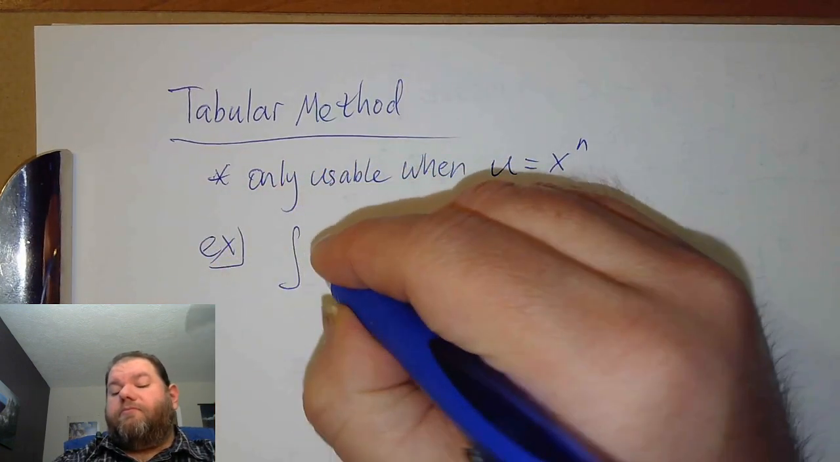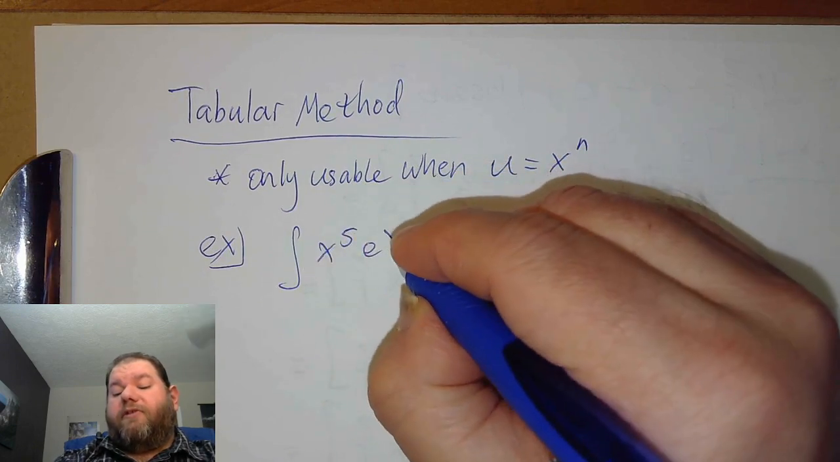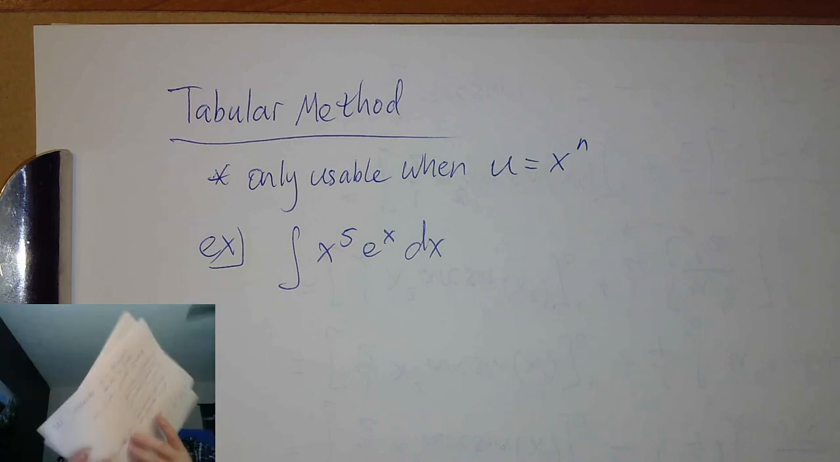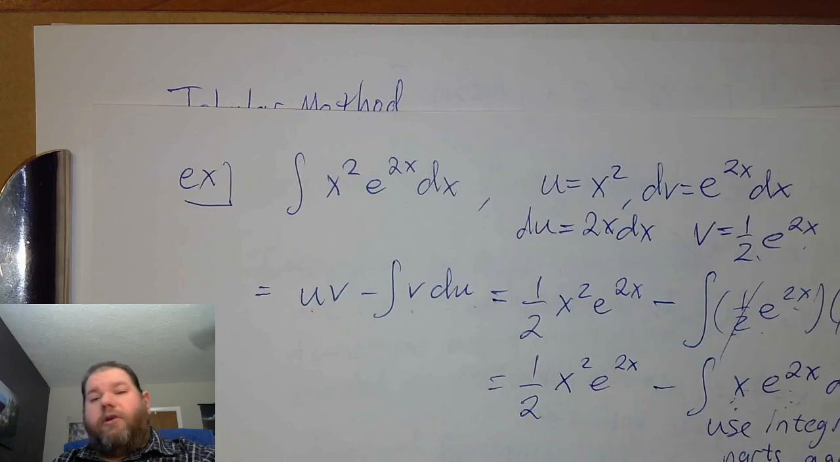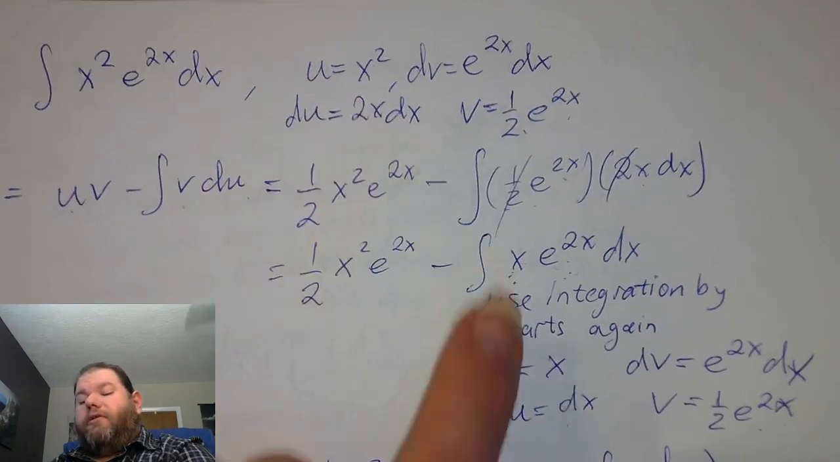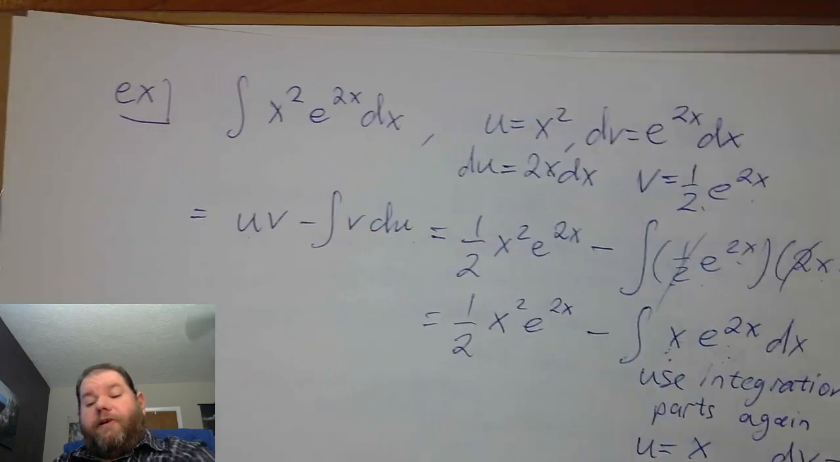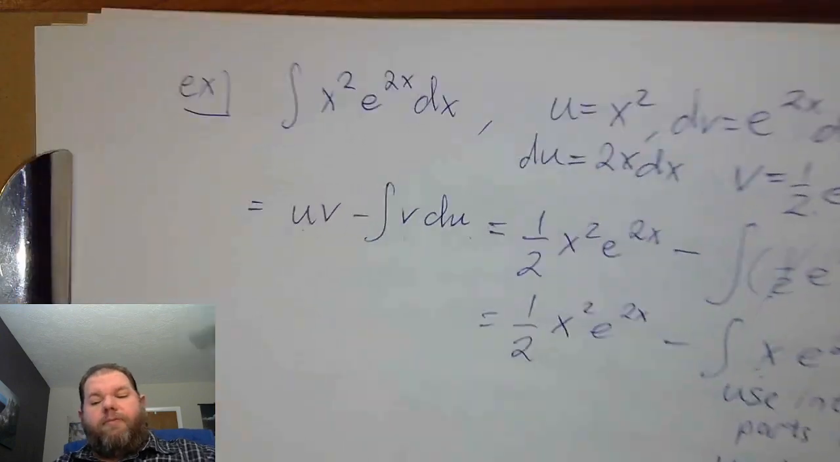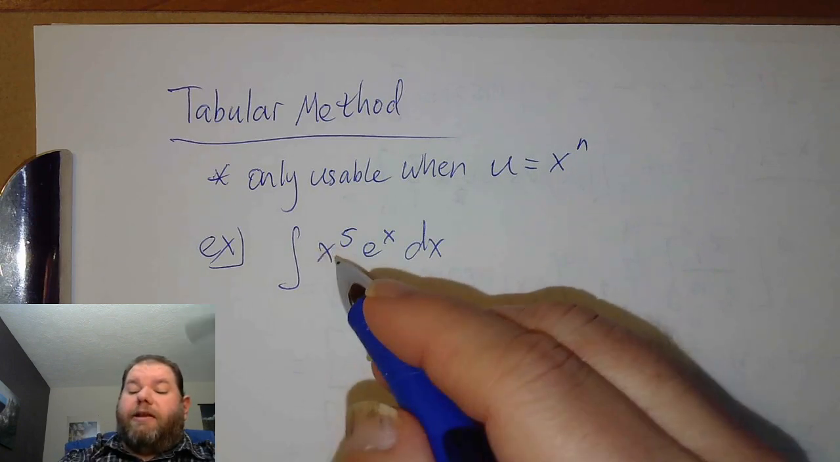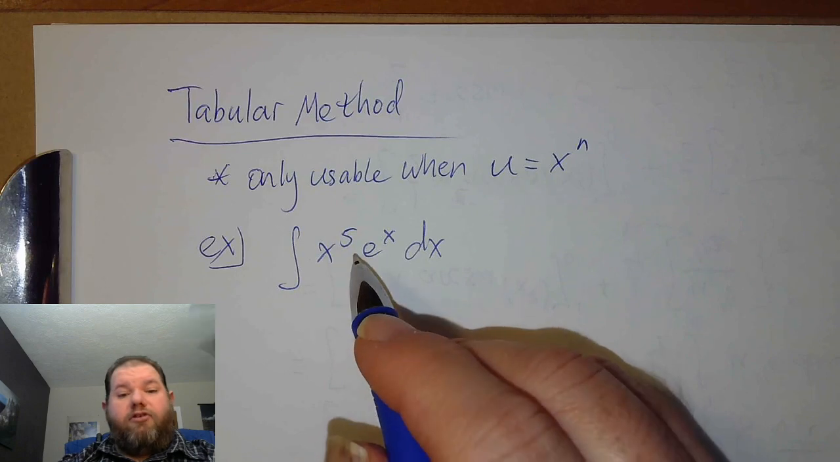For example, that may be a little extreme, but let's go with it. The integral of x to the fifth times e to the x dx. Now you may recall from the first problem that we did, we integrated x squared e to the 2x, we had to complete two different integration by parts, here and here. That was because we actually had x squared, so the exponent really tells us how many integration by parts to expect in a u equals x to the power problem. So this, being x to the fifth, tells us that working this by hand, we'd have to do integration by parts 5 times.